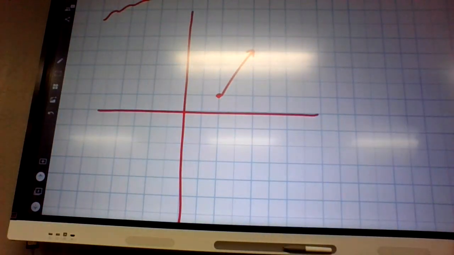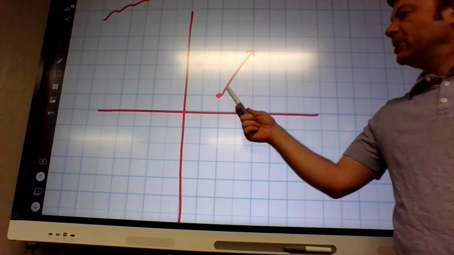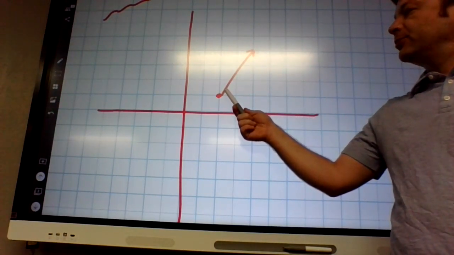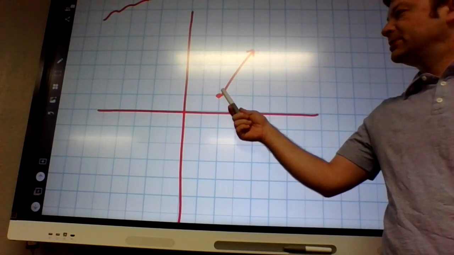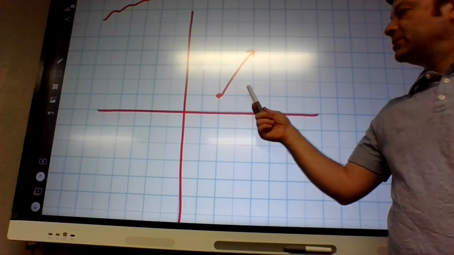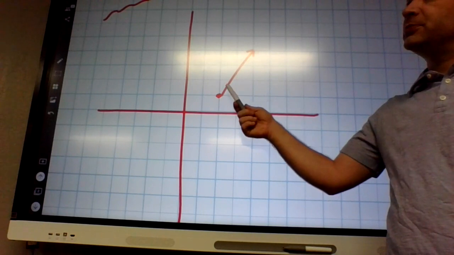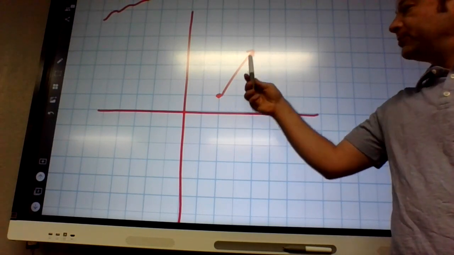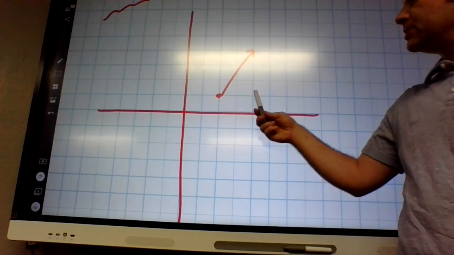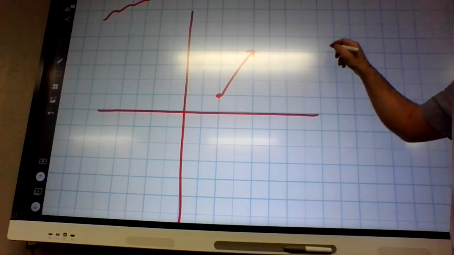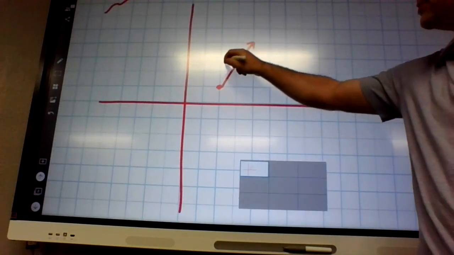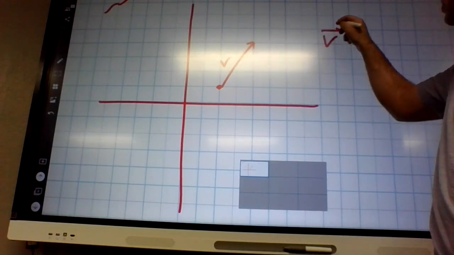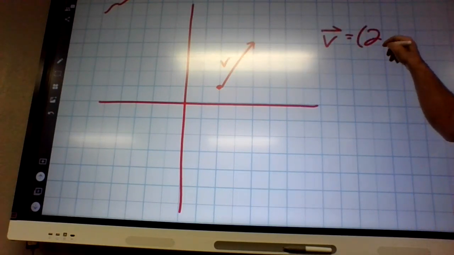So yesterday, and the day before, we talked about how to write a vector in component form. You guys remember what that means? You just describe how far it goes to the right and left, or left and down, or whatever. To the right and up. So it's right 2, up 3. So if I call this vector v or whatever, it would just be <2, 3>.